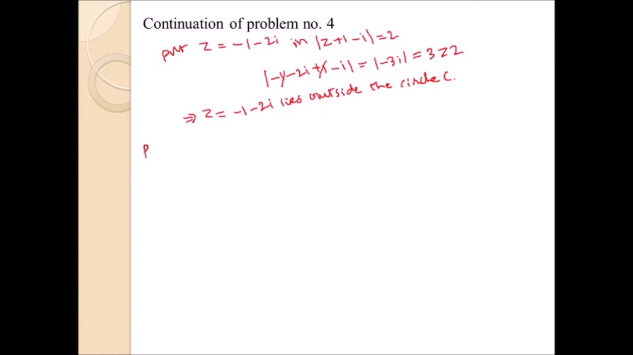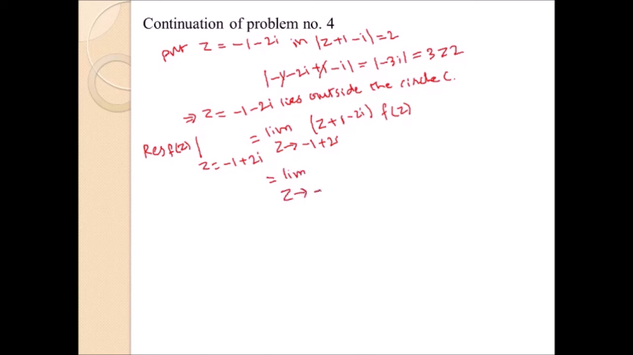Now we'll go to the residue of f of z at z equals minus 1 plus 2i. This lies inside the circle. This is a simple pole. So limit z tends to minus 1 plus 2i of z plus 1 minus 2i into f of z.